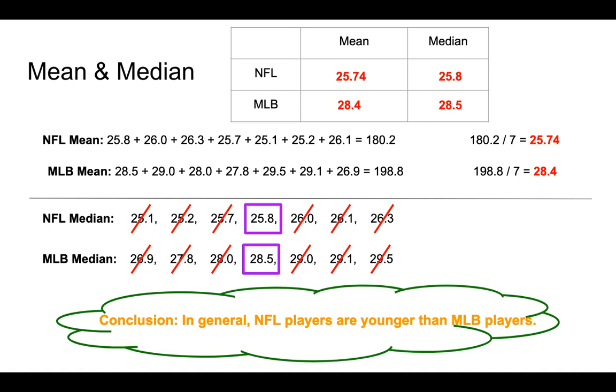You may want to ask yourself why this is. There could be many factors. One of the major reasons is probably that football is harder on your body than baseball. And so you're able to play baseball longer and older than if you were a football player. So that is just one reason. There may be more.